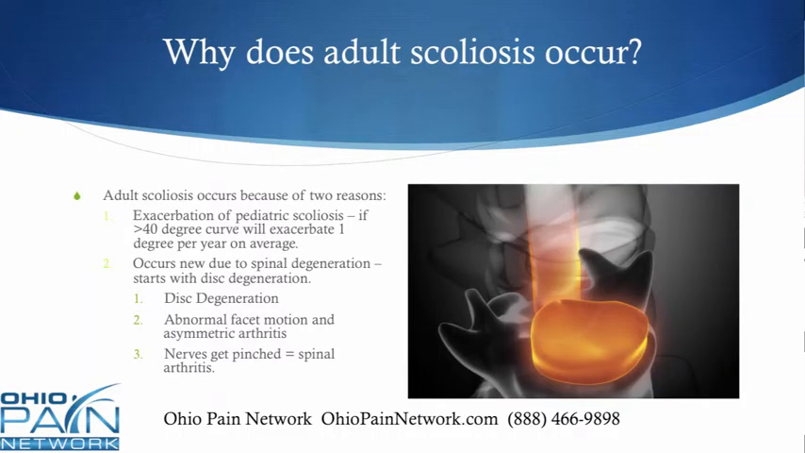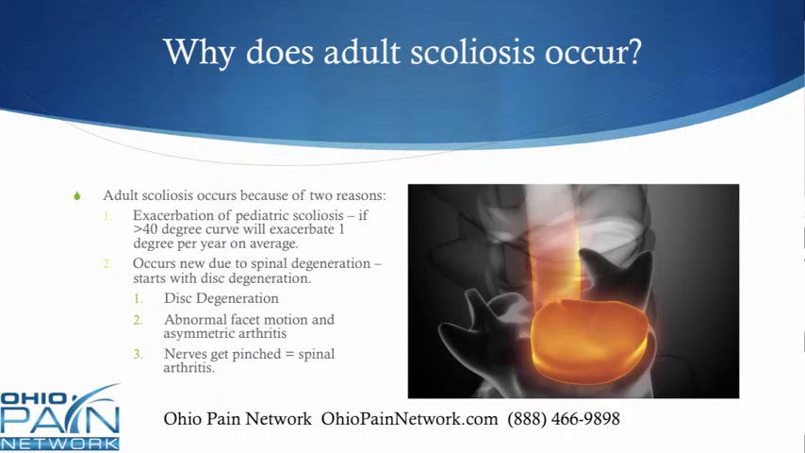Well, why does it occur? There are two reasons. The first is if you have scoliosis as a kid and it goes through adolescence and you become skeletally mature. If it's over 40 degrees, studies show that the curve will usually exacerbate 1 degree per year. Doesn't sound like a lot. But let's say you're 18 years old and your curve is 40 degrees. 50 years later, your curve might be 90 degrees, according to what we see in the research. So that's disconcerting, right?